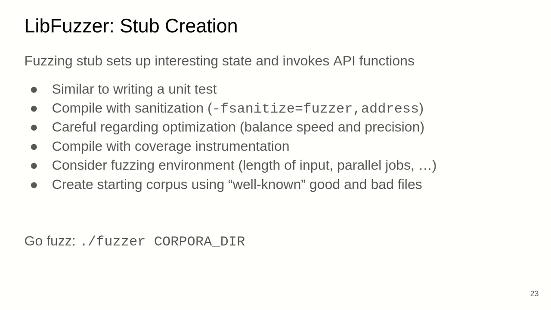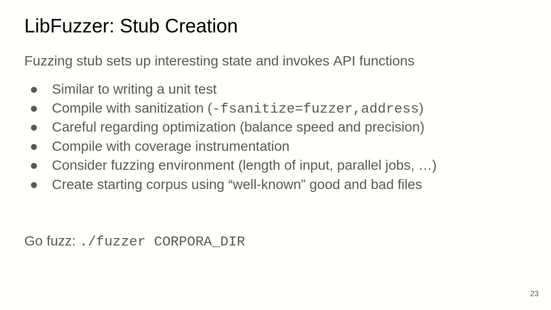So a fuzzing stub sets up interesting states and invokes these API functions. It's very similar to writing a unit test. And then you compile your stub and your library, of course. Your library you would compile with coverage instrumentation and with address sanitization, and then -fsanitize=fuzzer,address.